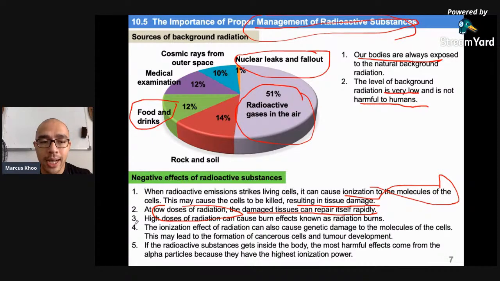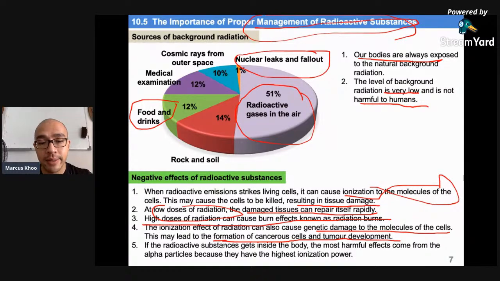The only problem is this: high doses of radiation can cause burn effects known as radiation burns. It can also cause genetic damage to the molecules of the cells, and this leads to the formation of cancerous cells and tumor development. A very common cause of skin cancer, if I read correctly, is overexposure to the sun, because overexposure to the sun will cause cancerous cells in our skin and leads to skin cancer.